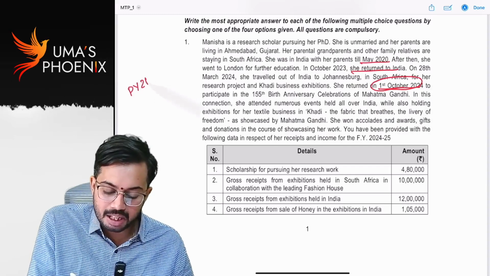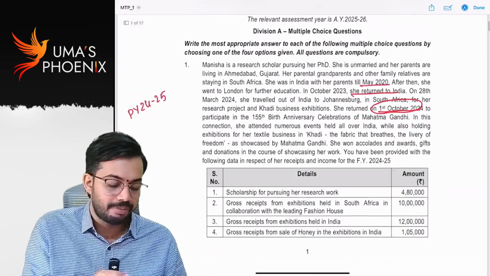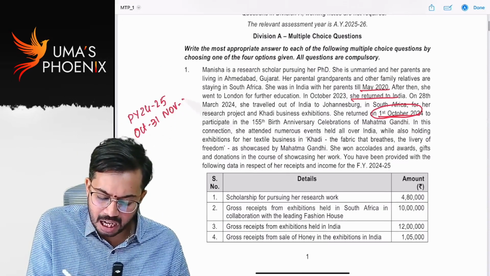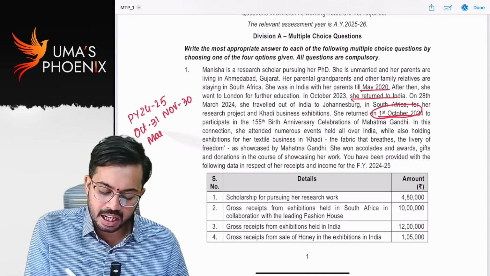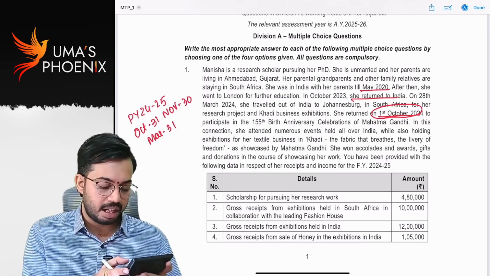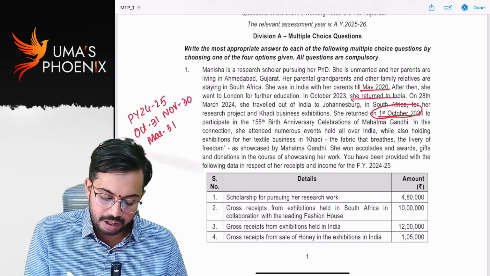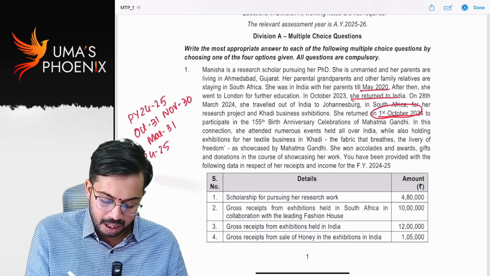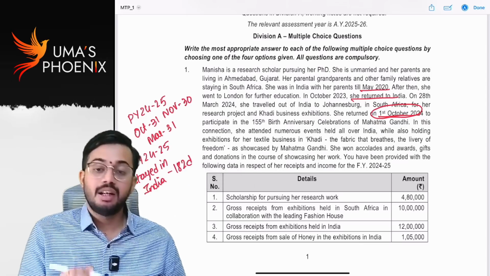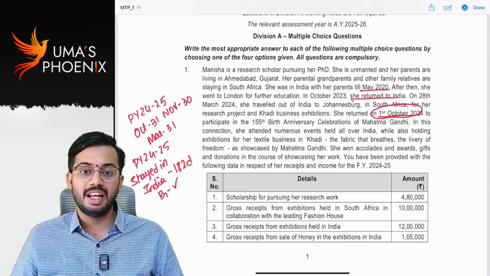That means in the previous year 24-25, how many days did she stay in India? In October, she stayed in India for 31 days. October 31, November 30, December 31, January 31, February 28, March 31. So, during 24-25, she stayed in India for exactly 182 days. When she stays in India for 182 days, she satisfies B1. When she satisfies B1, she becomes resident in India. Am I correct now?